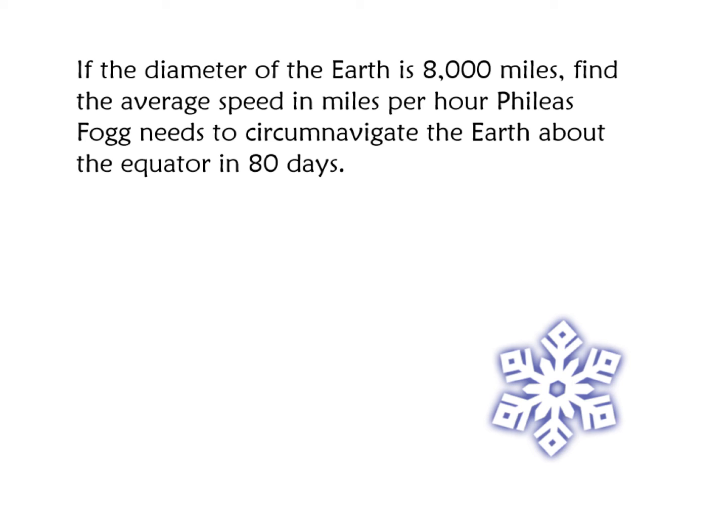All right, so let's take a look at this story problem. It says if the diameter of Earth is 8,000 miles, find the average speed in miles per hour Phileas Fogg needs to circumnavigate the Earth about the equator in 80 days. Okay, so we need to, first of all, find the circumference of the Earth. So they're giving us the diameter, so circumference is equal to pi d. So my circumference is going to be pi times my diameter, which is 8,000. So my circumference is 8,000 pi miles.